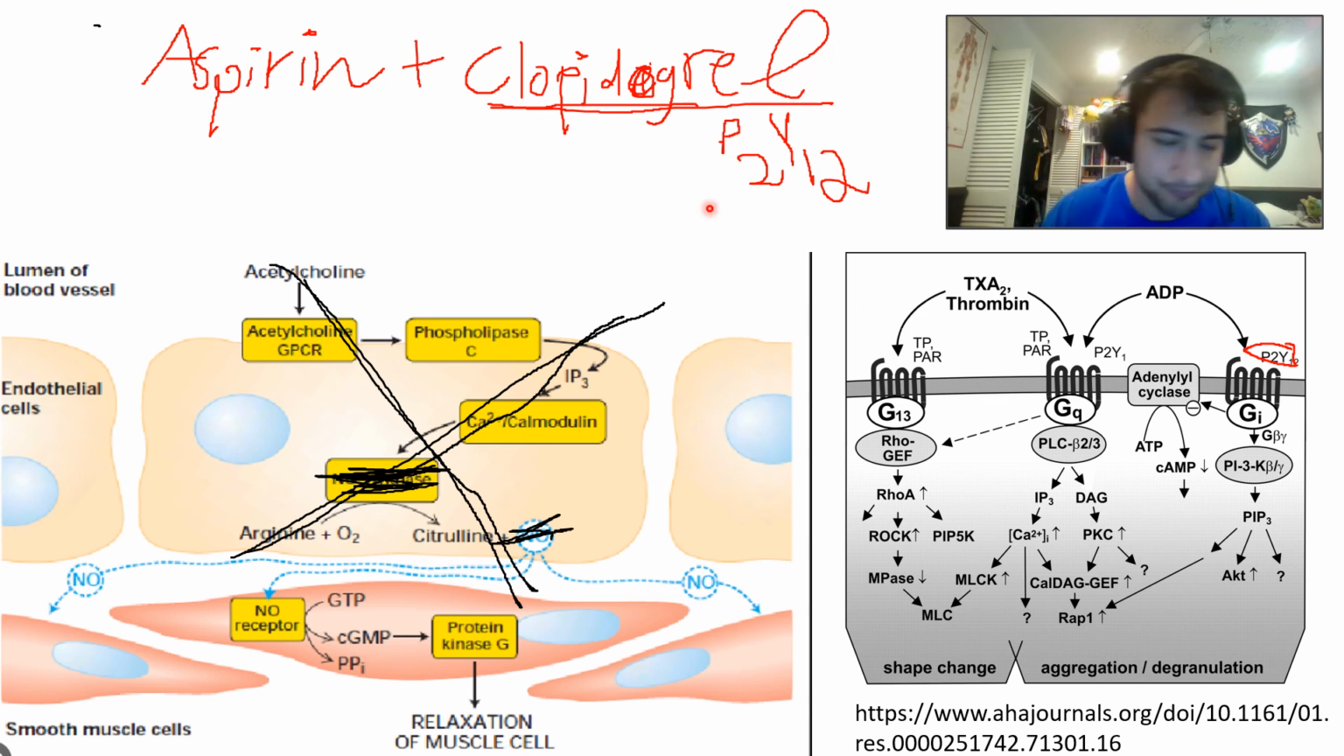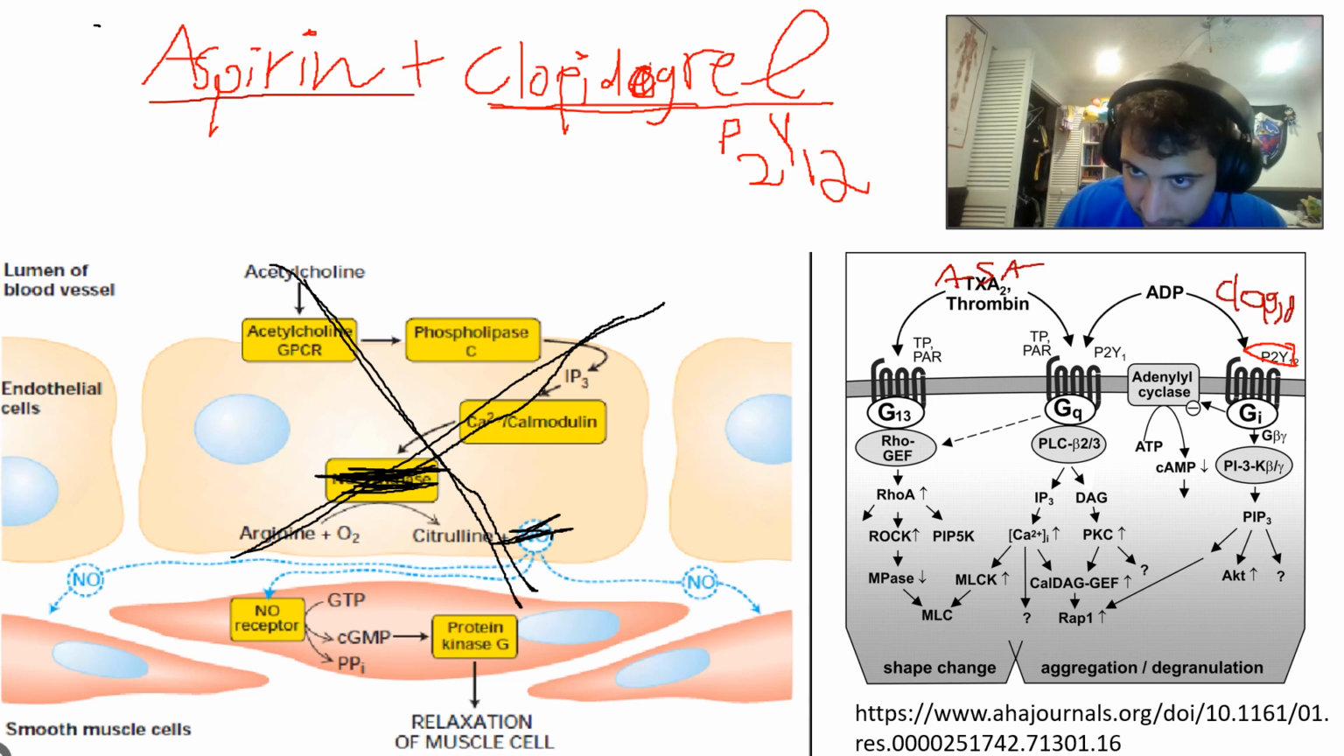All right. The other thing I want you to know is that there's a thrombin. This part of the pathway is inhibited. And what is it inhibited by? By aspirin. All right. So both of these are inhibited by aspirin. So aspirin covers this, and clopidogrel covers this. All right? That's important. You must know that.